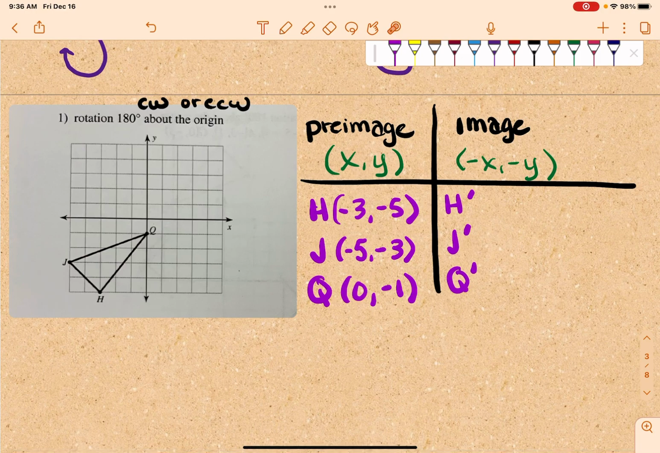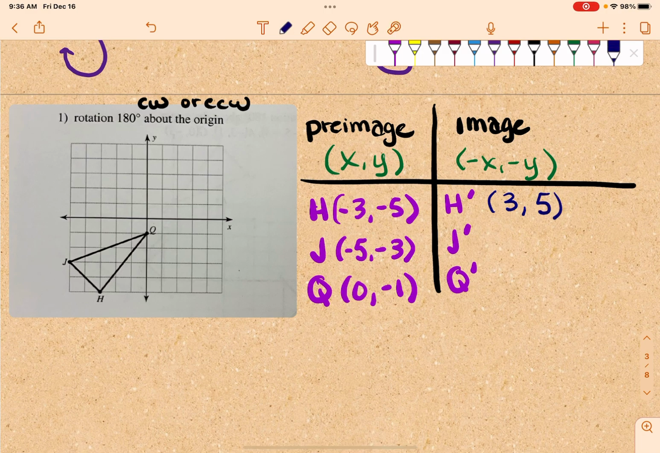And to get the points, I'm going to follow this rule. So I'm going to take the opposite of x and the opposite of y. So if this is -3, it's going to become +3. If it's -5, it's going to become +5. So if this is -5, it's going to become +5. It's -3, it's going to become +3. If it's 0, I can't take a negative of that at all, so it's just going to be 0. -1 becomes +1. Now I'm going to take these 3 points and I'm actually going to graph them.